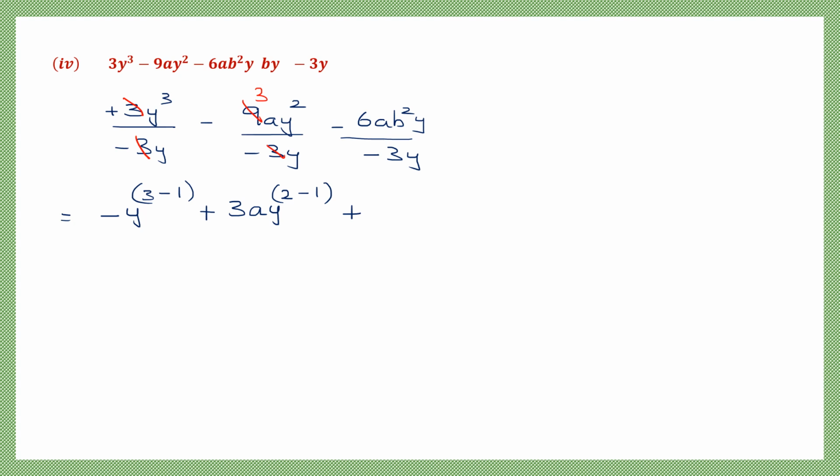Then minus into minus is plus. I can cancel 3 and 6. 3 2's are 6. Then a, I write it by itself. So the number is 2a. B square, I can write it because I can't cancel it with anything else. Now y and y I can cancel. So now I have minus y, 3 minus 1 is 2, plus 3a y, 2 minus 1 is 1. So I write y by itself, plus 2ab square. So this is my final answer.